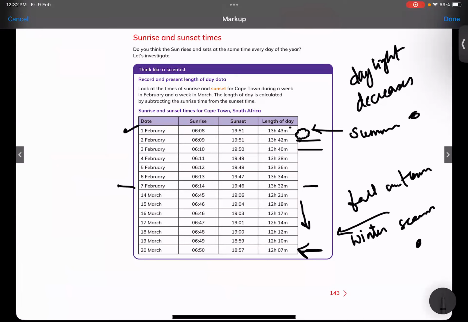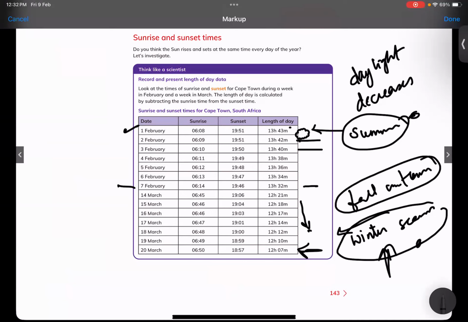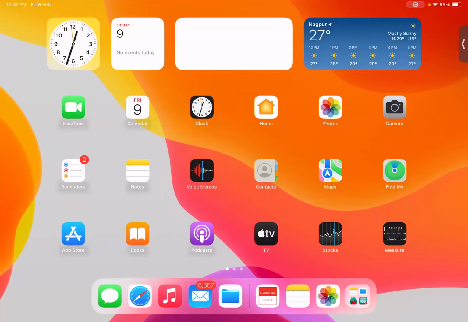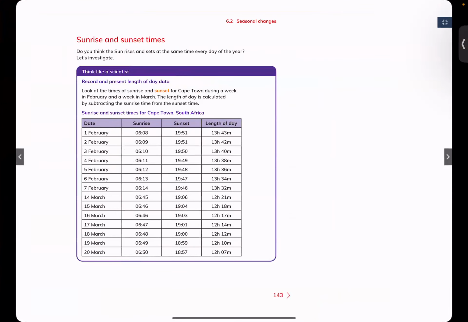Cambridge Science requires such deep analysis of any text or information that has been shared with you. We know this was summer. We know that the day is decreasing. We have not completely entered into winter. So this is particularly a fall or autumn. So that's what I wanted to talk about. Now let's see the next page.